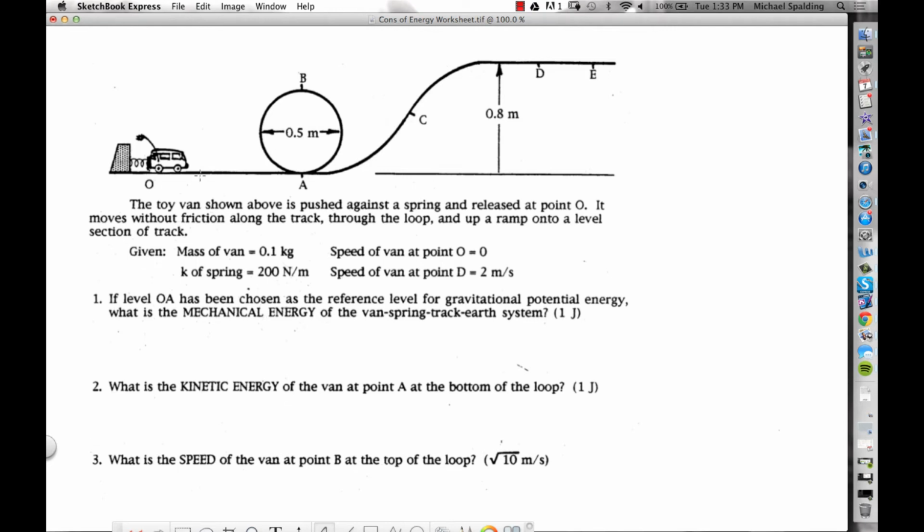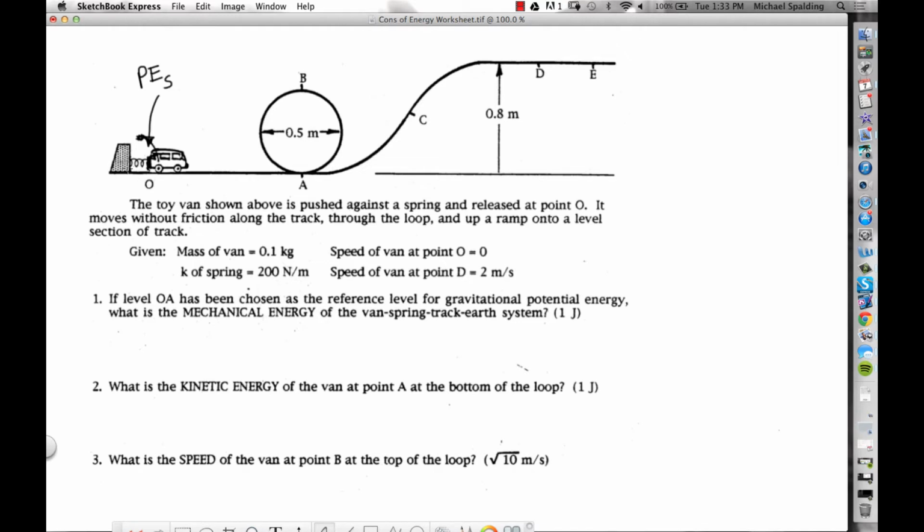All right, so we're given this van. It's initially smushed against this spring. So look, when the van starts out back here, what type of energy do we have? It all starts out where? Potential of spring. There's energy in that spring.